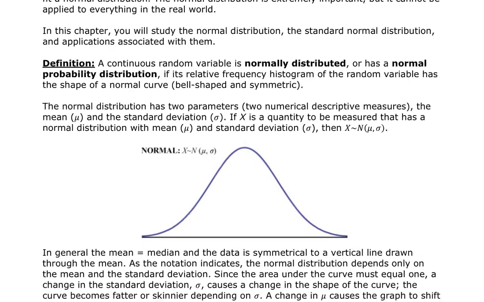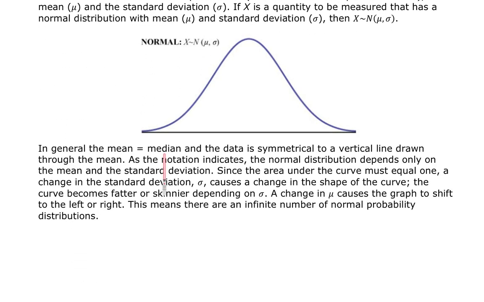Now, in general, when we are looking at symmetric data, the mean and the median are the same thing. And if you were to draw a vertical line through the mean, then whatever happens on this side will happen on this side. So as an example, if I were to draw a vertical line going through this, imagine, if you will, that it is a perfectly vertical line and it cuts the curve perfectly in half, then this side would equal this side.